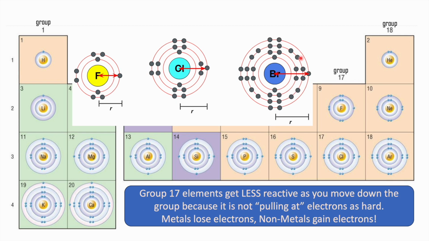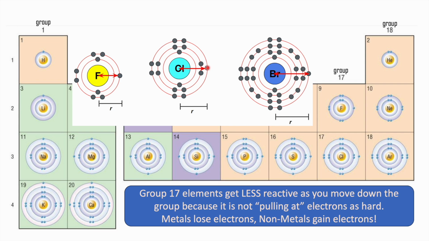Which brings us to group 17. Group 17 follows an opposite pattern. It gets less reactive as you move down the group. Fluorine is more reactive than chlorine. Fluorine has a smaller radius than chlorine. So why is that happening? Chlorine should be easier to remove an electron.